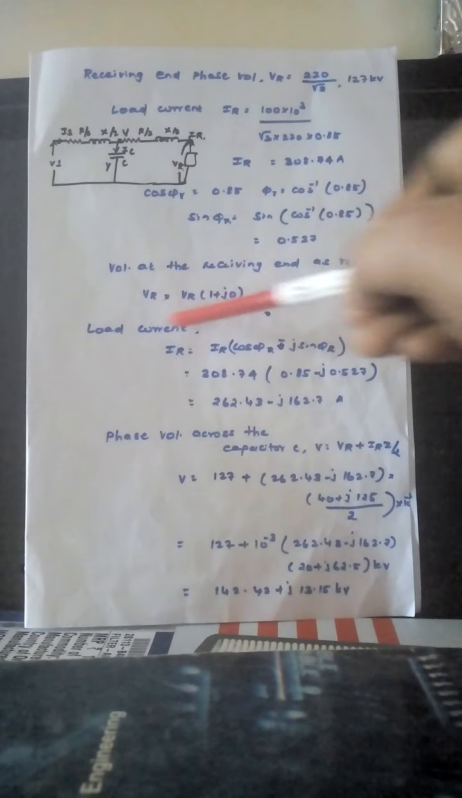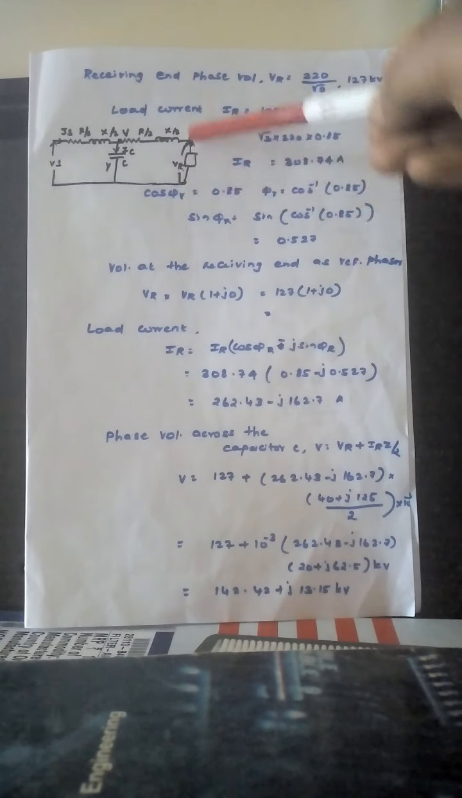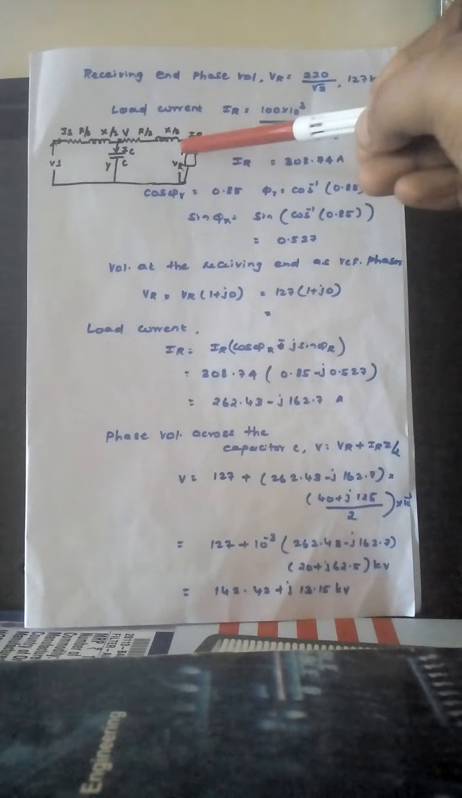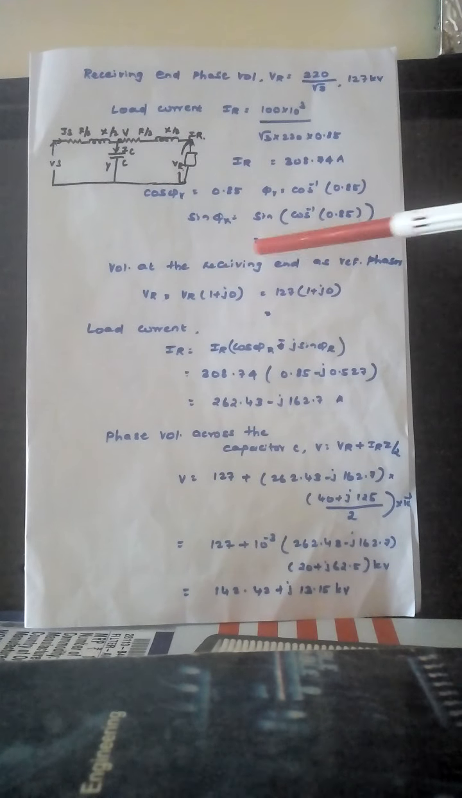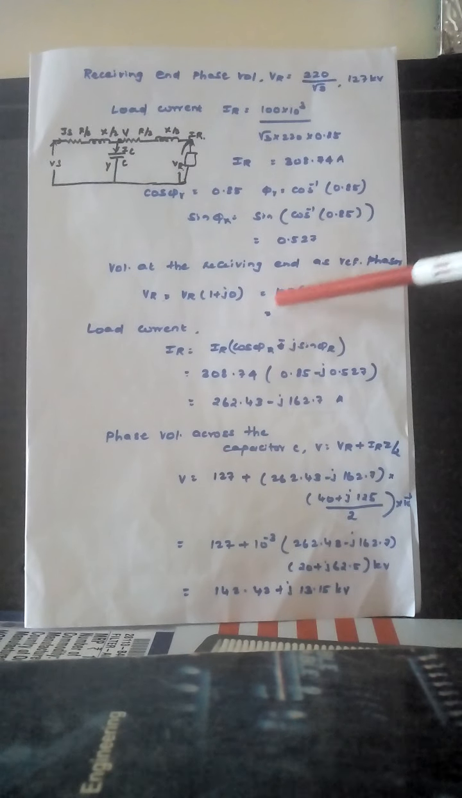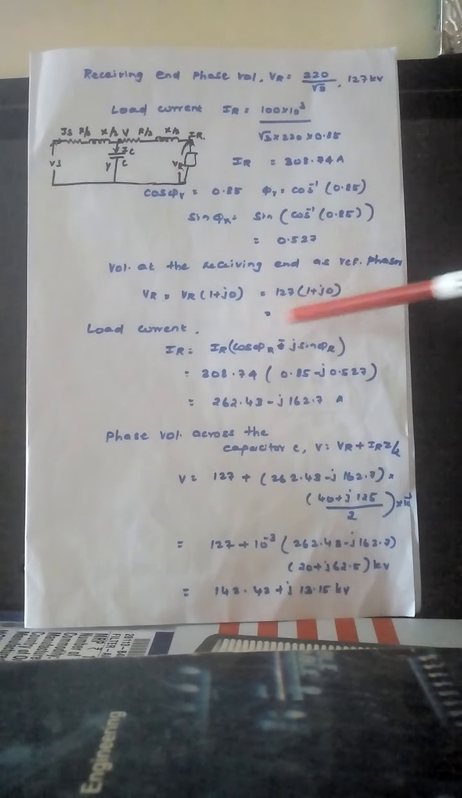So first we have to find VR, that is the reference voltage. This VR we are taking as the reference phasor, so it is VR at an angle 0. That is 127 plus j0, that is your VR.